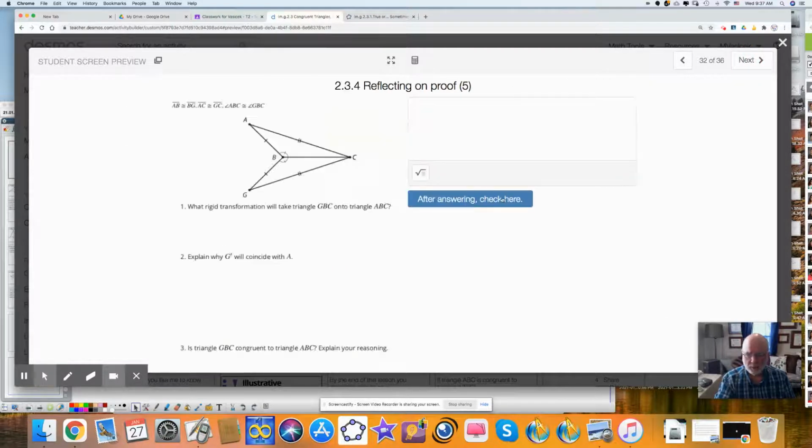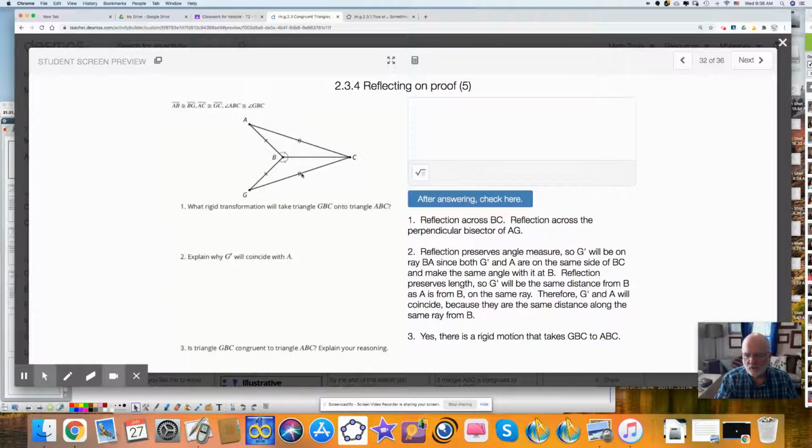Now, reflecting on proof, here we have two triangles. All of these corresponding parts are congruent. Wait a minute. 1, 2, 3. There are only three that are listed that are congruent. What rigid transformation will take GBC onto triangle ABC? And then explain how you know that G prime, when it's reflected across this line, will land on A. Finally, is triangle GBC congruent to triangle ABC?